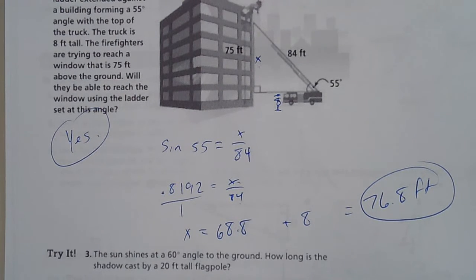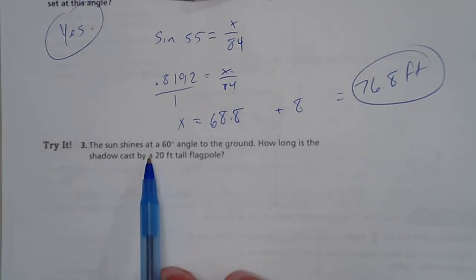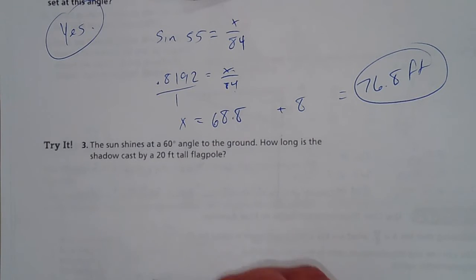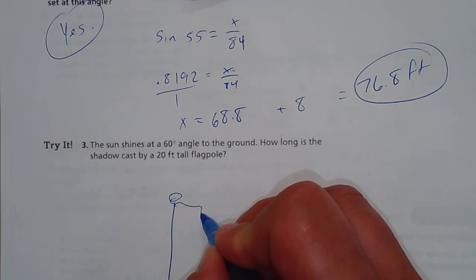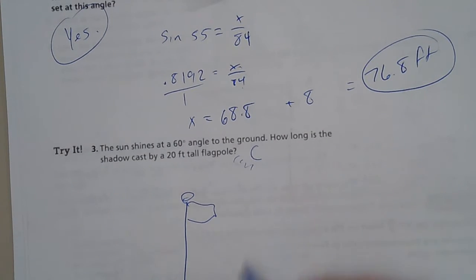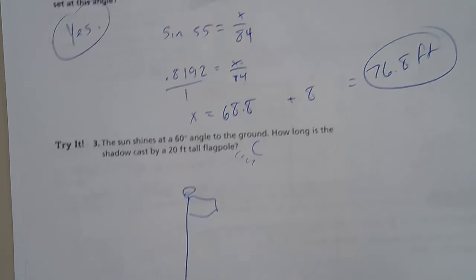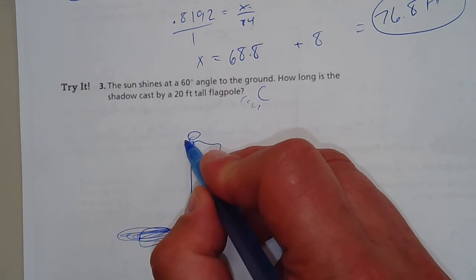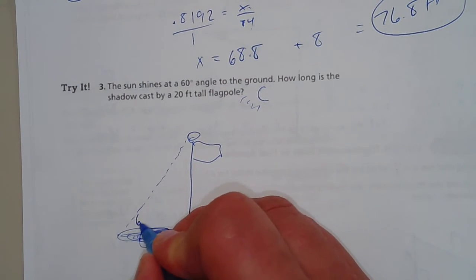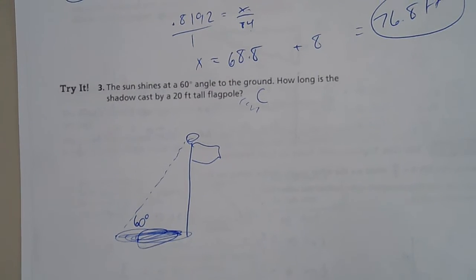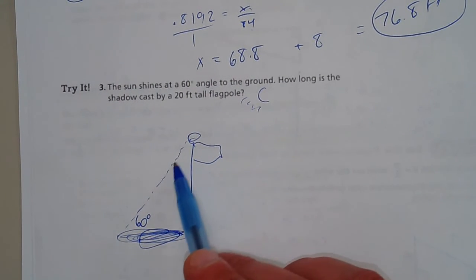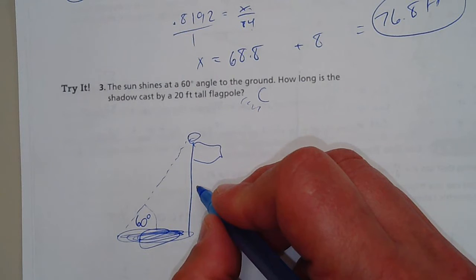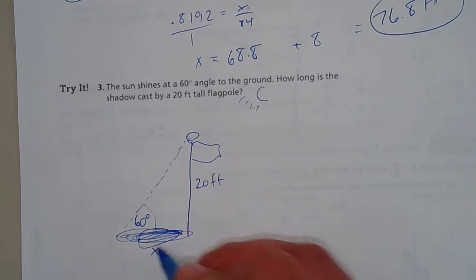Okay. All right, so the next one here says the sun shines at a 60-degree angle to the ground. How long is the shadow cast by a 20-foot tall flagpole? All right, so here's our flagpole. Little flag, looking good. Sun's up here shining, makes a shadow on the ground. So we got a scenario like this. So the sun shines at a 60-degree angle to the ground. That's saying that this is 60 degrees. Because they're saying angle to the ground, the sun is shining this way. This only makes sense that this is the 60 that they're talking about. The flagpole is 20 foot tall. The question is, how long is the shadow?